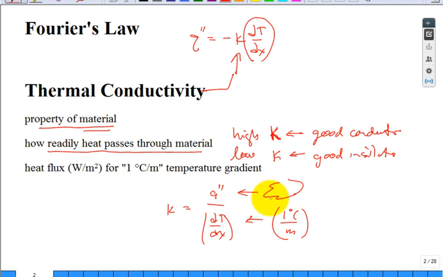So if I say the k is, I don't know, 15, you'd say, oh, I'm going to be able to get 15 watts per meter squared heat flux for a 1 degree C per meter temperature gradient. That's one way of interpreting k. Otherwise, just stay with something like high, good conductor; low, good insulator.